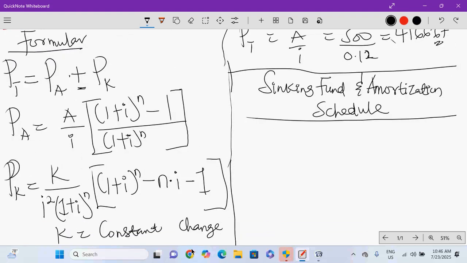But before that, any question from what we discussed? Any question? No question. Okay. If there are no questions, then I proceed to the sinking fund. What is the sinking fund? What is an amortization schedule?